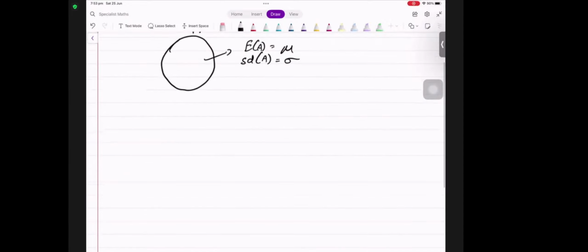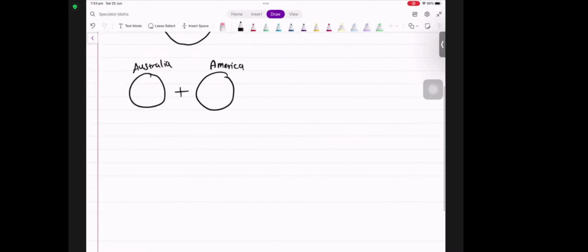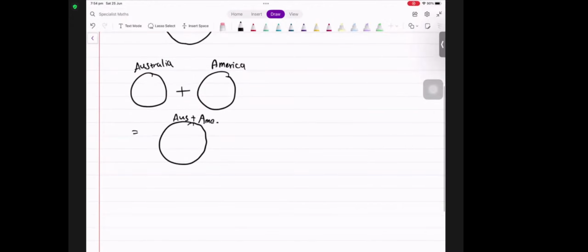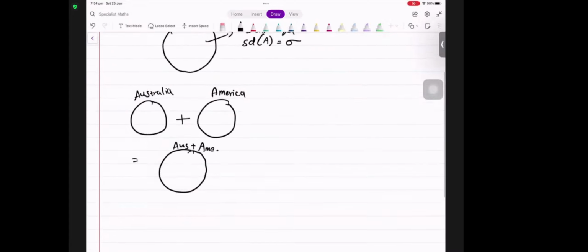But let's say you had a combination of two different ones. So let's say you have a population from Australia and you had one from America. What if you combine the two together and you created a whole new sample containing both Australia and America? Well, the probability doesn't change too much in terms of finding your mean and your standard deviation. You have these two formulas that are also in your formula sheet. And it's as simple as this.